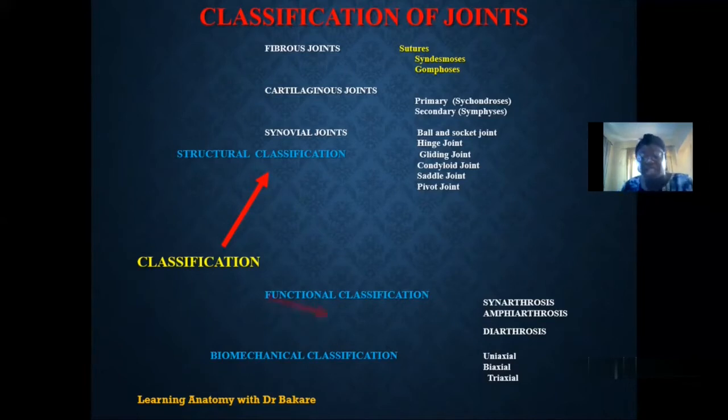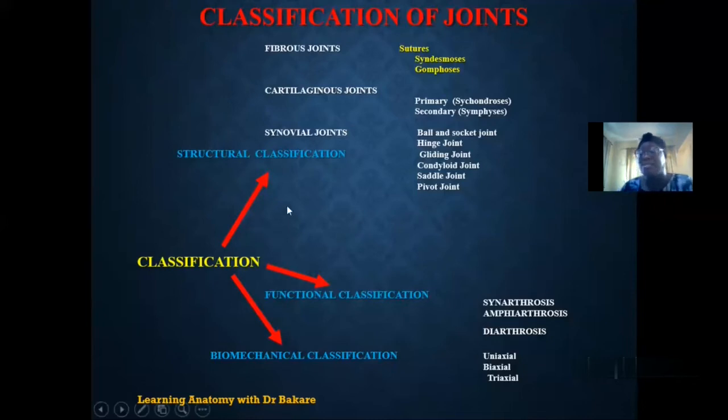Another form of classification is the functional classification. And functional classification, from the name, means the function that they can perform. And function of a joint is attributed mainly to movement. So the grade of movement that they can exhibit will be used to classify them functionally. Then the third form of classification is the biomechanical classification. And this classification is based on the number of articular surfaces seen at the joint.